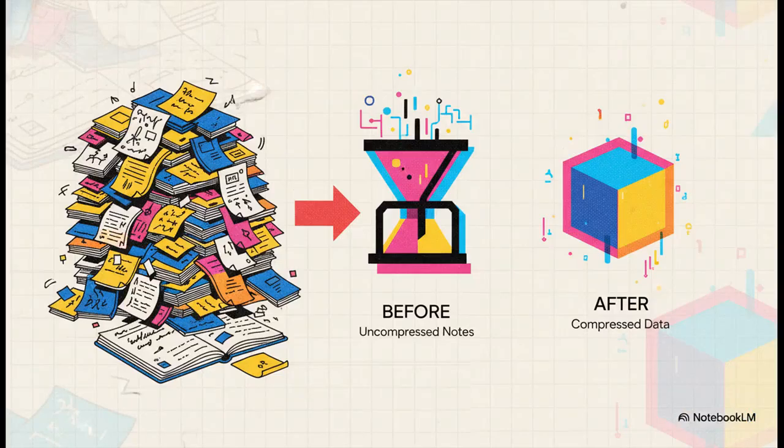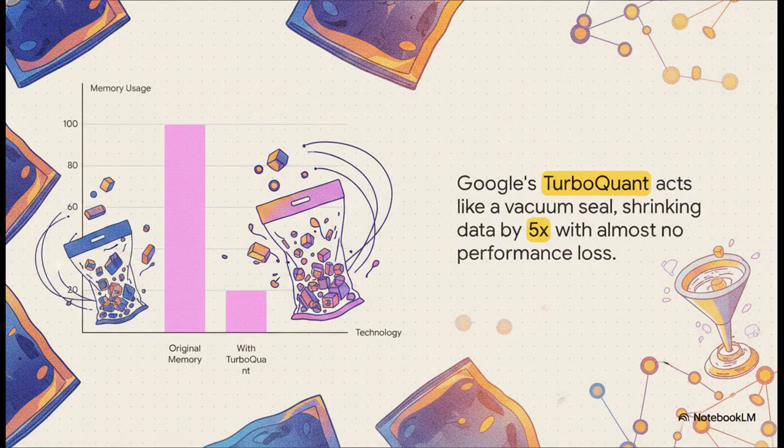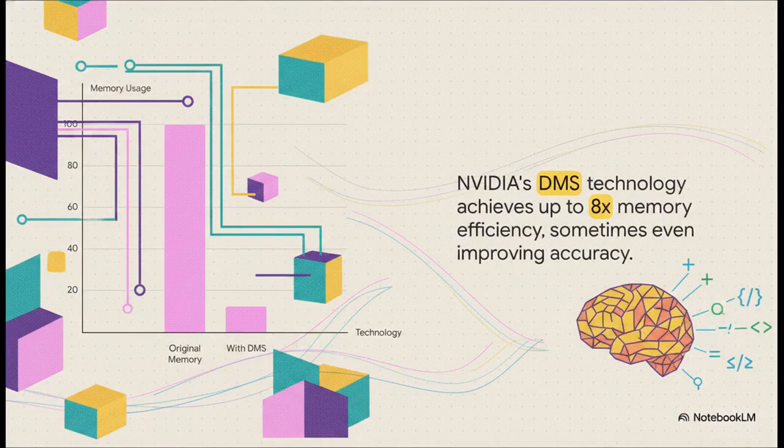Okay, so organizing the notepad is a great first step. But what if we could go further? What if we could literally just shrink the notes themselves? Well, that's exactly what companies like Google are doing. Their TurboQuant technology is basically like a vacuum seal bag for data. It just sucks all the air out, shrinking the AI's notes, that KV cache, by about 5 times. And the craziest part, it does this with almost zero loss in how well the AI performs. And it doesn't stop there. NVIDIA's DMS technology takes this idea even further, getting up to an 8x memory saving. But here's the truly mind-blowing part. Sometimes, for certain things like math or writing code, making the memory smaller actually makes the AI better and more accurate. How wild is that?